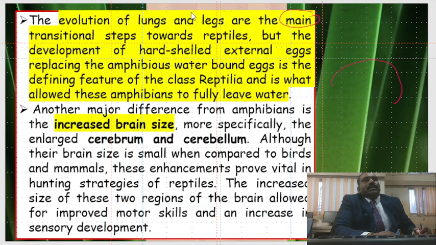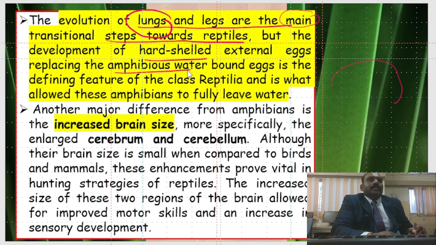The evolution of the lungs and the legs is another development in the evolutionary process of the reptiles. The lungs and the legs are the main transitional steps towards the reptiles, but the development of hard-shelled external eggs, replacing amphibian water-bound eggs, is a defining feature of the class Reptilia and is what allowed these animals to fully leave water.